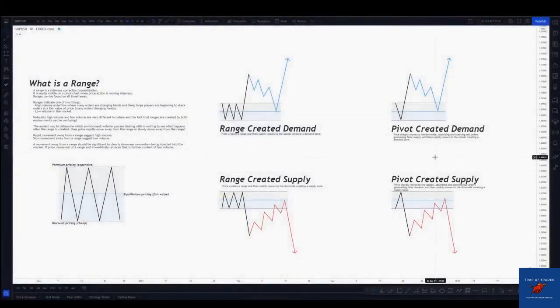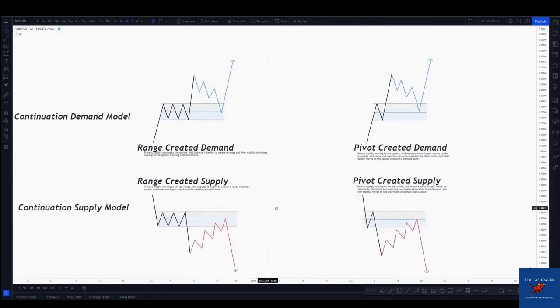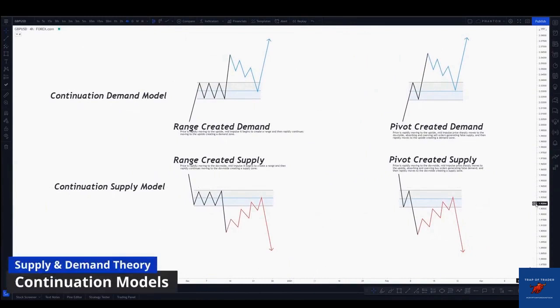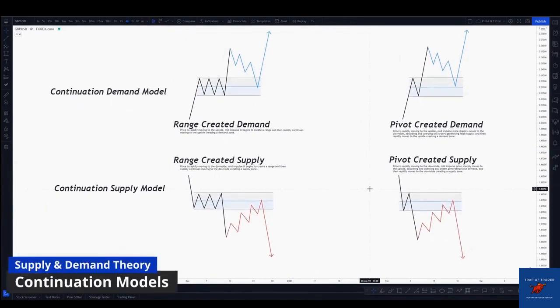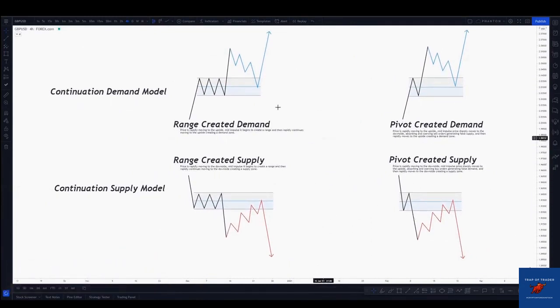created supply and demand. Now we can move on to the different types of these zones, whether they be continuation or reversal type models. So right here, what we have are continuation models for supply and demand. Building on what we learned of the creation of zones in the first video, we're going to be looking at the continuation of demand and supply using ranges.